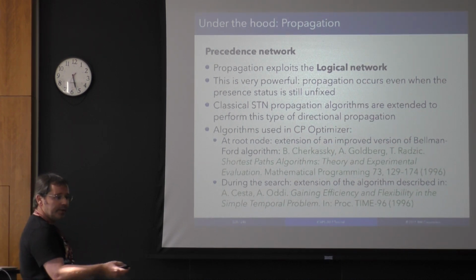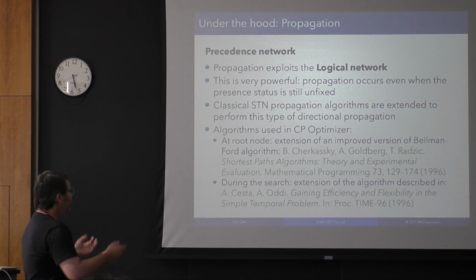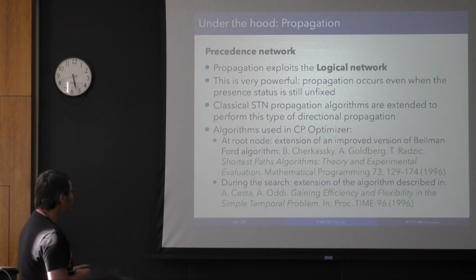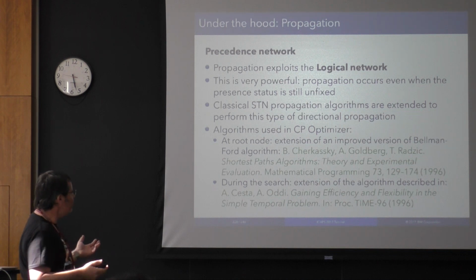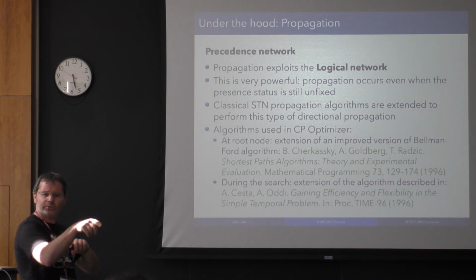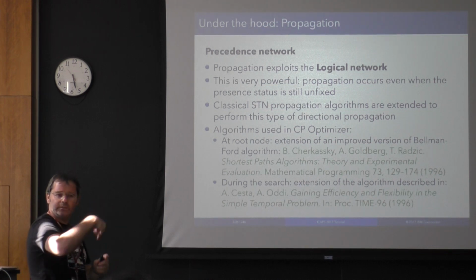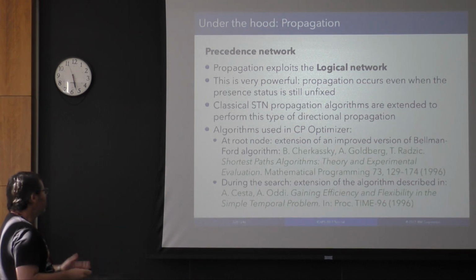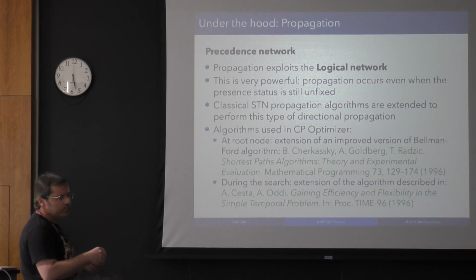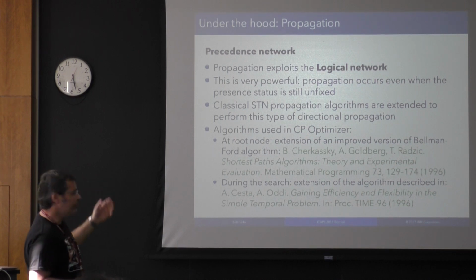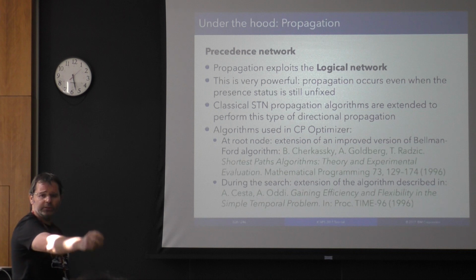So what we have been doing at the beginning of CP Optimizer, and this has not changed a lot since that time, is that we have extended some classical STN propagation algorithms to this type of directional propagation, because when you have implication in the logical graph, you can propagate from one side with the precedence constraints. So basically we have two types of algorithm. At the root node, we basically extended some improved version of the Bellman-Ford algorithm, when you propagate everything once in a row.